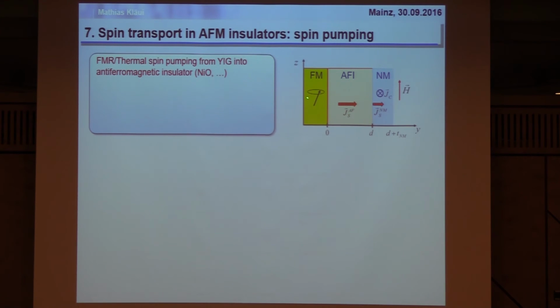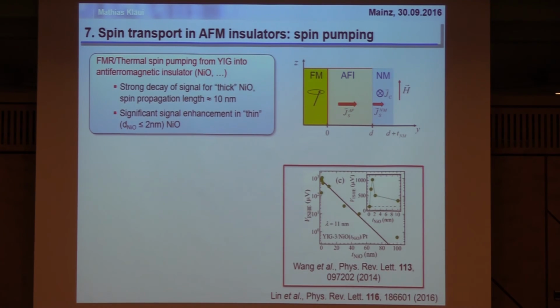So we have a ferromagnet or ferrimagnet that generates the spin current. We have an antiferromagnet, which is the interlayer, and then we have a detector layer, which usually is platinum. And now we vary this antiferromagnetic material, which can be an insulator or metal, and we vary the generation of the spin current, which can be spin pumping or thermal spin currents.